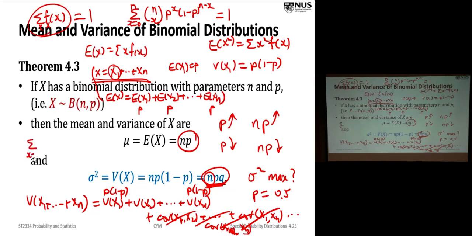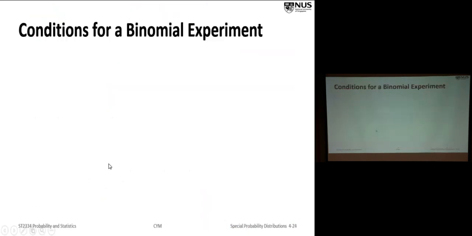So what is this? What is this? 1 minus x. So this is also 1. Why? Because this is a probability function of a binomial distribution. So it's also equal to 1. All right? Okay. So much for the mathematics.